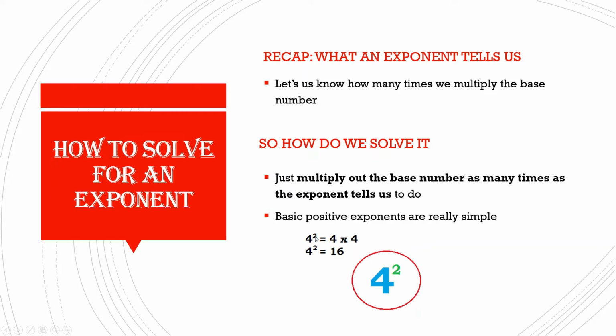So if we have 4 to the 2, it equals 4 times 4, since we're multiplying the base number as many times as the exponent tells us. So 4 times 4, 2 times, and then when we solve 4 times 4, we get 16. The way we say it is, we just say the base number to the power of the exponent, right? So in this case, 4 to the power of 2 equals 16, because 4 times 4 is 16.